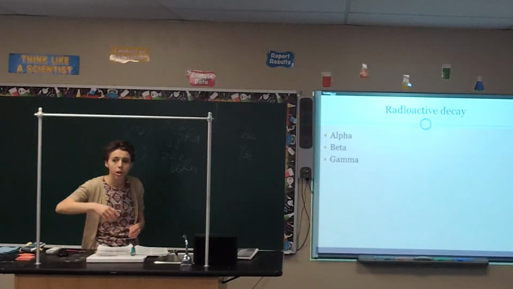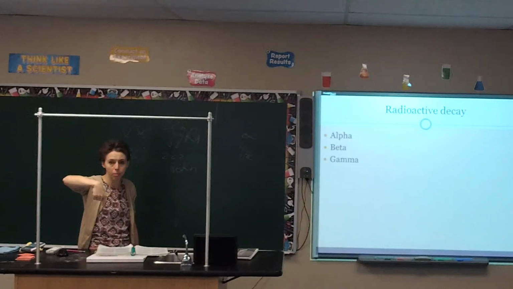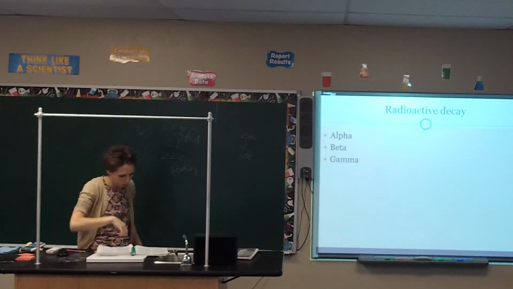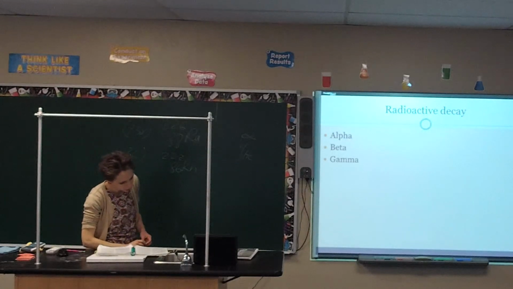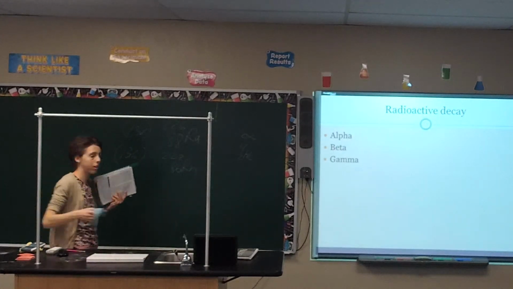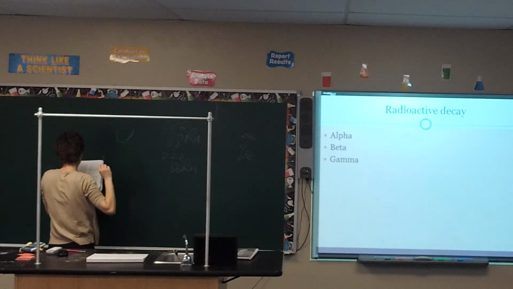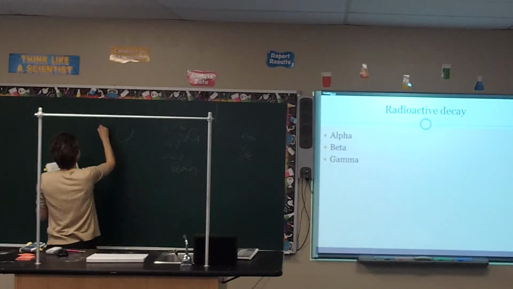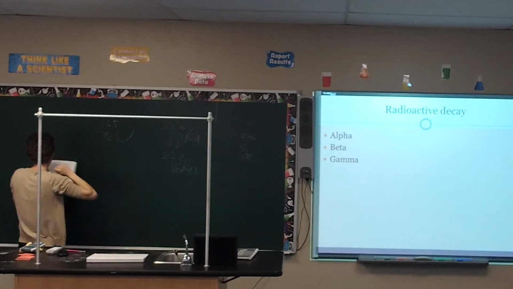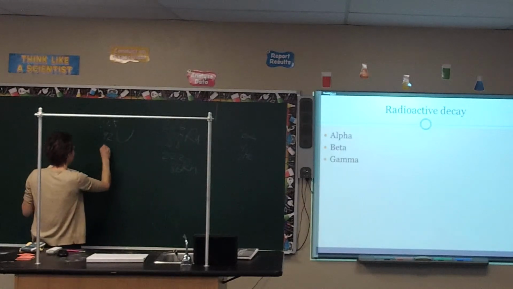So this is whenever it goes from one substance to another and it's kicking off 2 protons, so the atomic number is going down, but since it's losing 2 neutrons as well, the mass number will drop by 4. Your book gives you an example of uranium-235, which has an atomic number of 92. Whenever it goes through alpha decay, it becomes thorium-231.